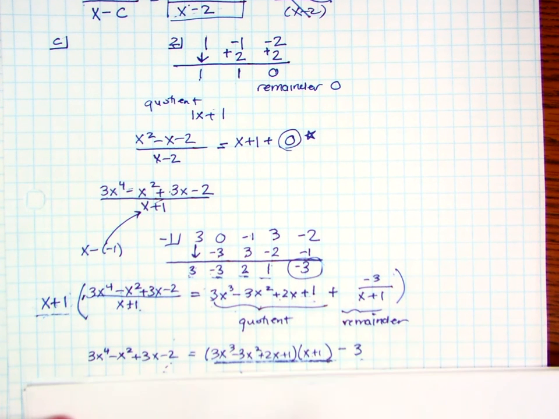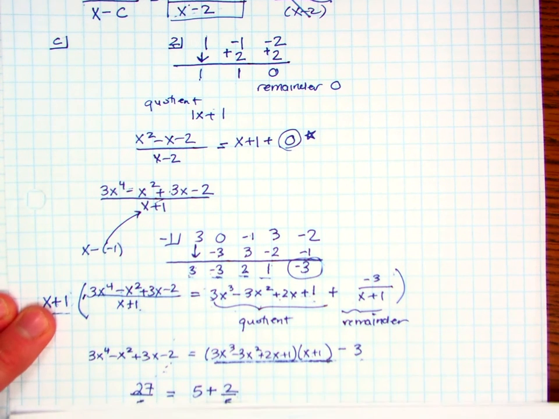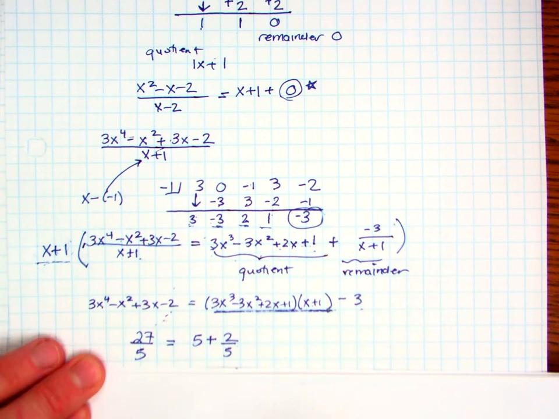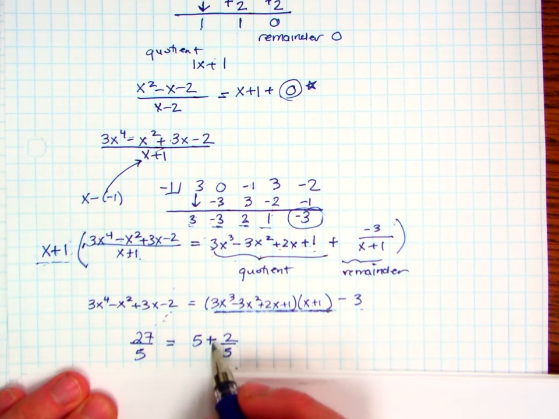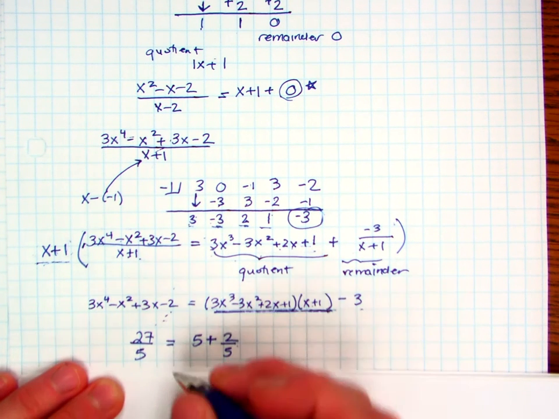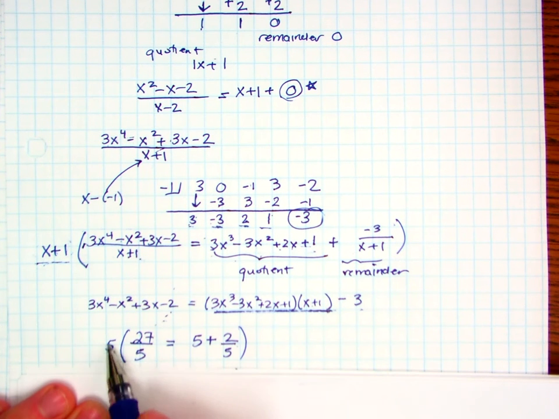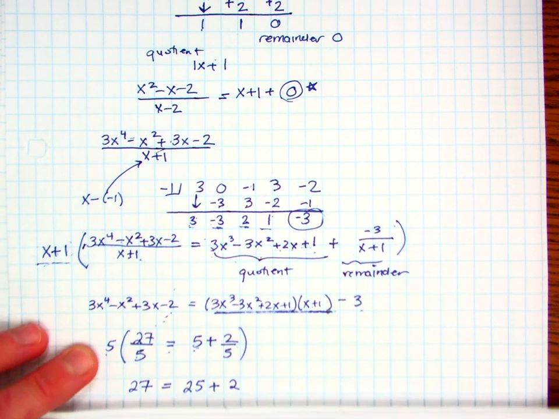And the best way to think about this is with actual numbers. Think about just dividing 27 by 5, for example. How close can we get? Well, the answer would be 5 plus a remainder of 2/5. 5 plus 2/5 is 27/5. But you could also think about that if you multiply both sides by 5, I get 27 equals 25 plus 2, which is a true statement.